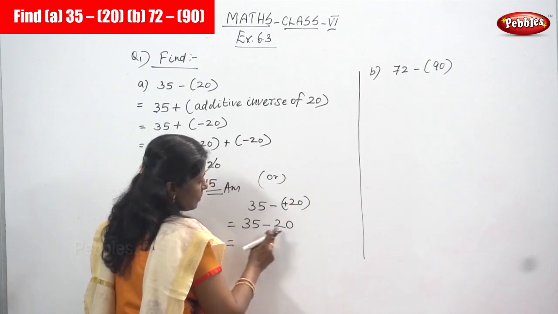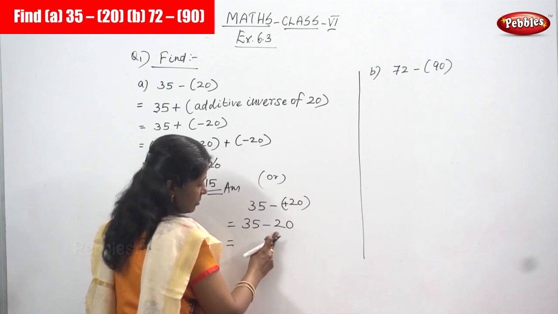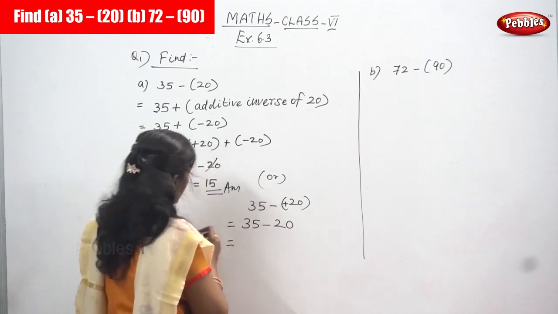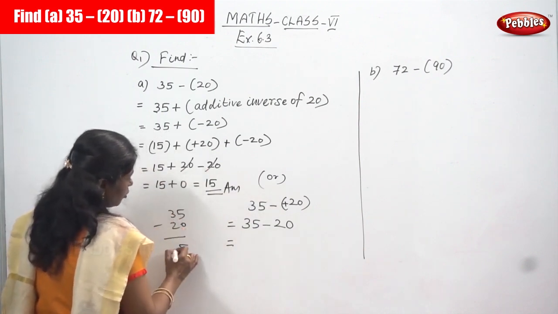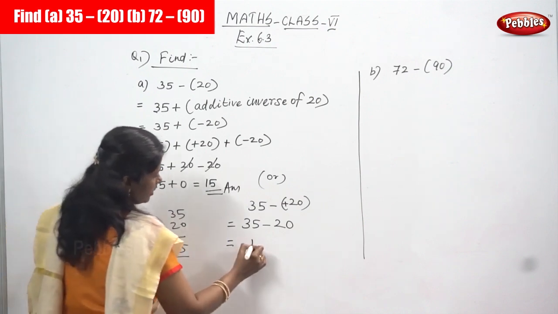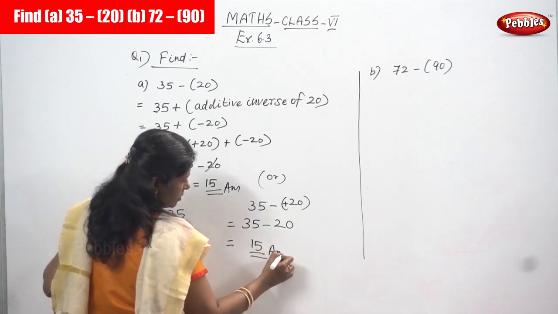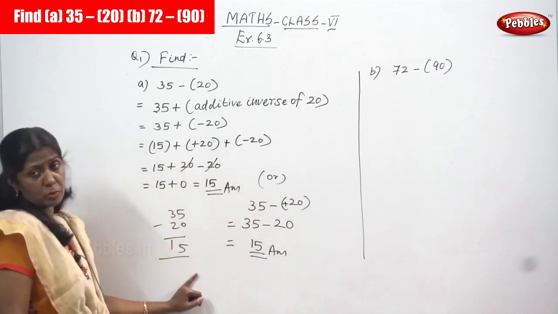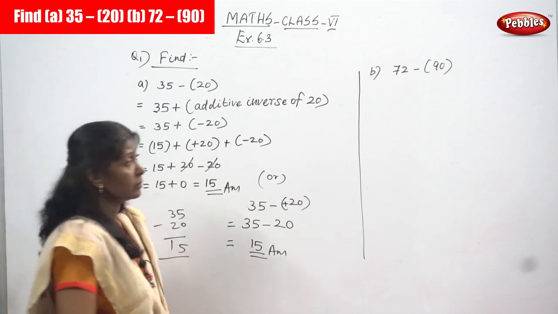So 35 is a positive integer and 20 is a negative integer, so you have to subtract from the bigger number. 35 minus 20: 5 minus 0 is 5, 3 minus 2 is 1. So the answer is 15, a positive integer, so I didn't put the sign. So the answer is 15. This is also something you can do, but this is the exact method in the book.